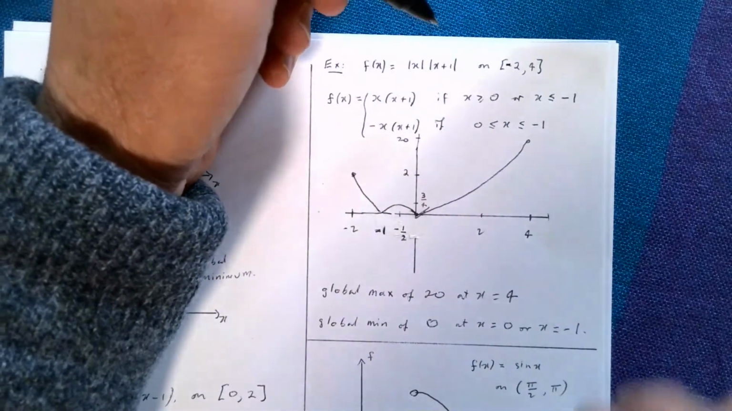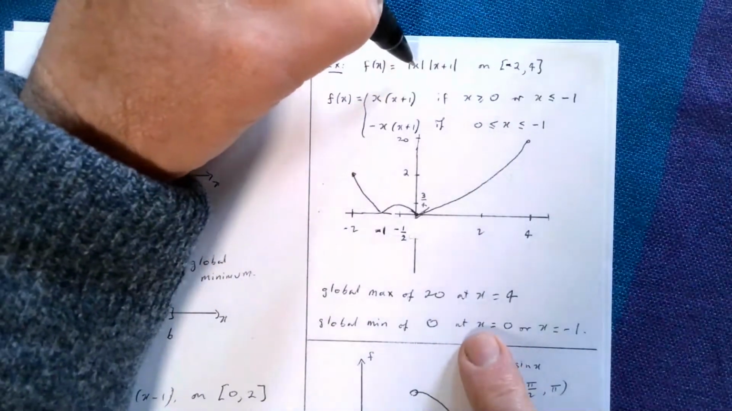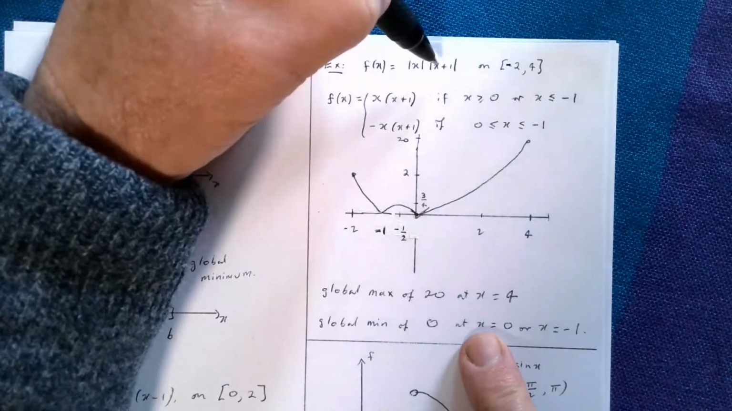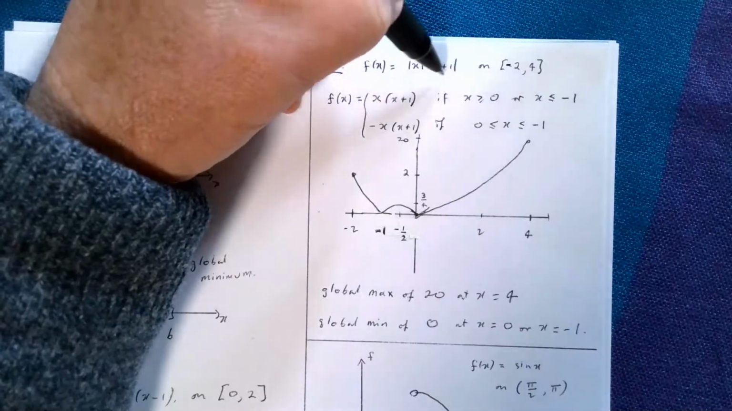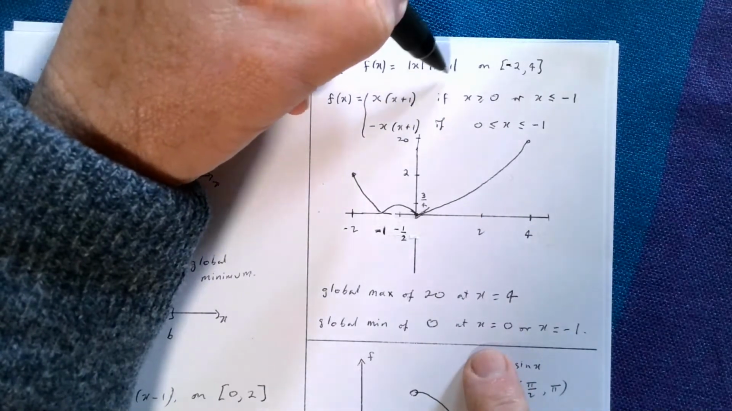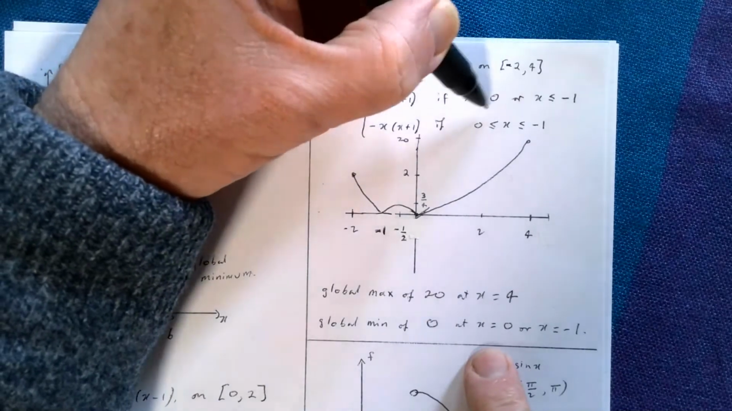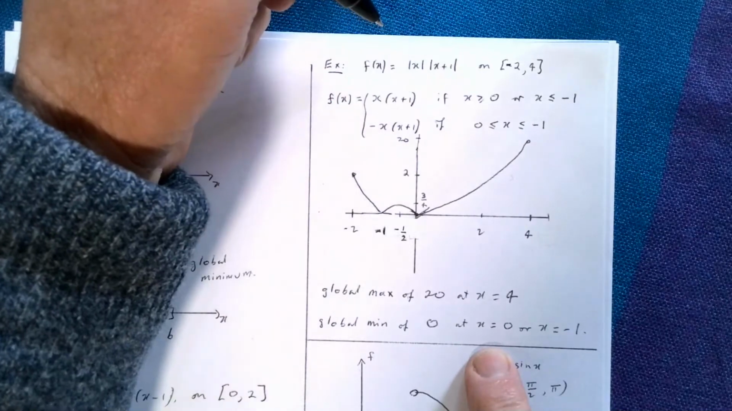Well, firstly, let's think about x being positive for the moment. Then the absolute value of x is just equal to x. And if x is bigger than 0, then x plus 1 is bigger than 0, in fact bigger than or equal to 1, and so this is positive. So I can take away the absolute value signs if x is bigger than or equal to 1, and I just get x times x plus 1.